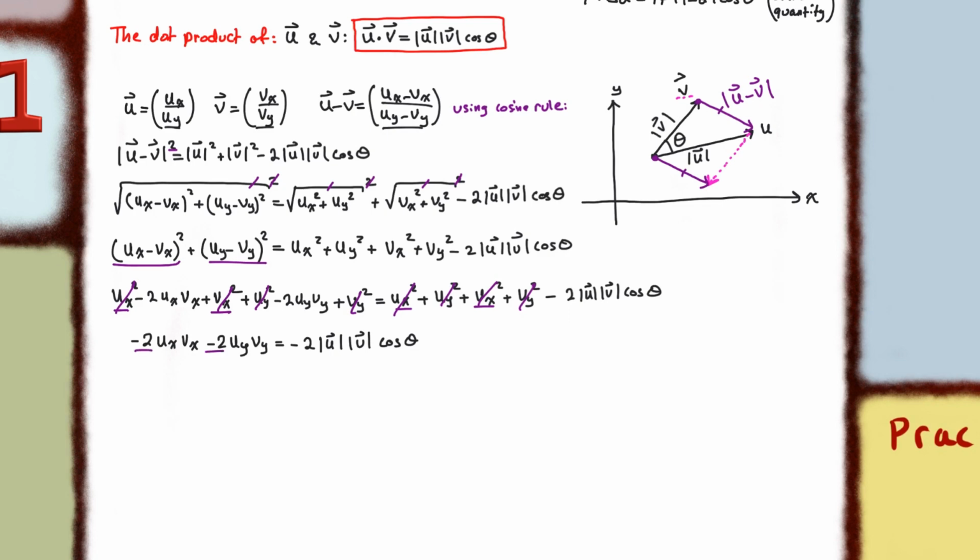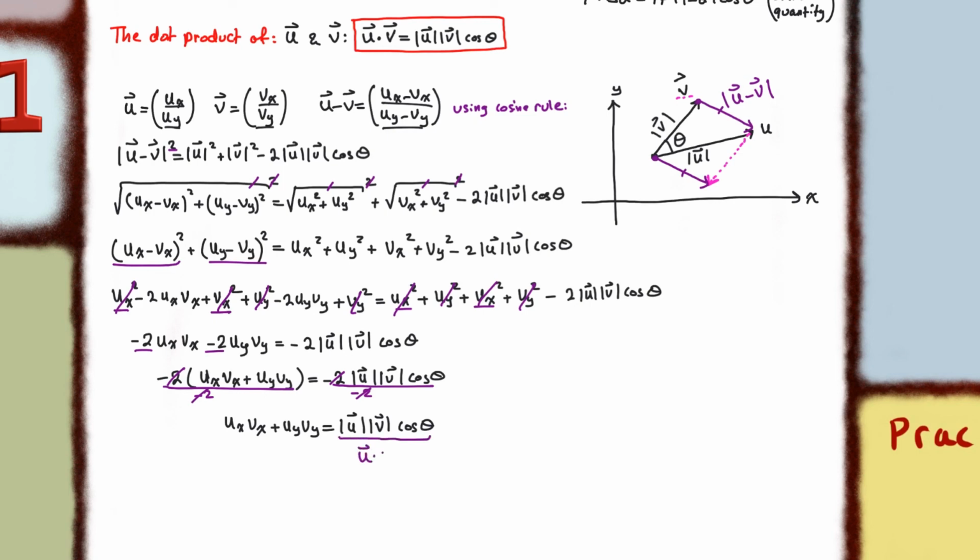We can do a little bit more simplification by recognizing that the negative 2 can be factored, and when we factor the left-hand side, we can see that we can divide both sides by negative 2. Once we do that, those values cancel out, and we're left with ux vx plus uy vy is equal to the magnitude of u times magnitude of v times cosine of theta. This looks very familiar. Magnitude of u times magnitude of v times cosine of theta is vector u dot vector v.